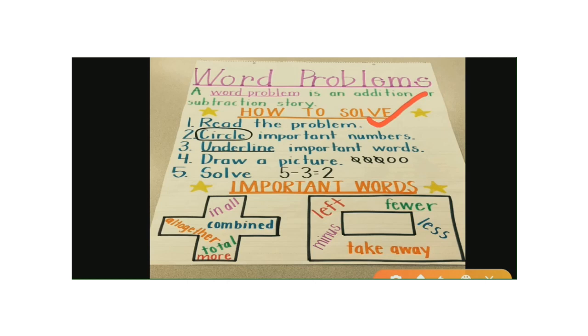First, read the problem. 1 time, 2 times, 3 times, you have to read the problem well. You have to read the problem, and then you have to circle the important numbers. When you read the problem, you will find them. The important numbers are there. You circle those numbers and underline the important words which show whether it is addition or subtraction. Then you can draw a picture. Draw a picture means either you can draw a circle or you can draw a line to add or subtract. And then the last point, solve.